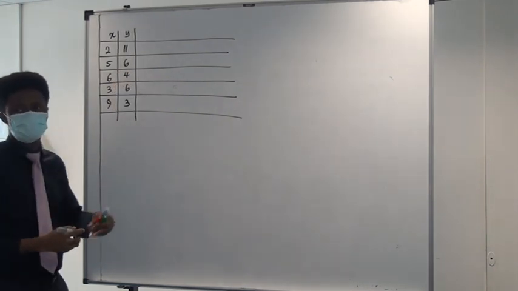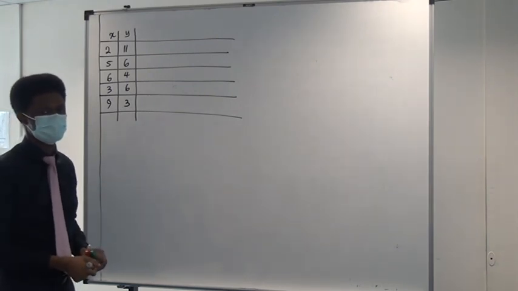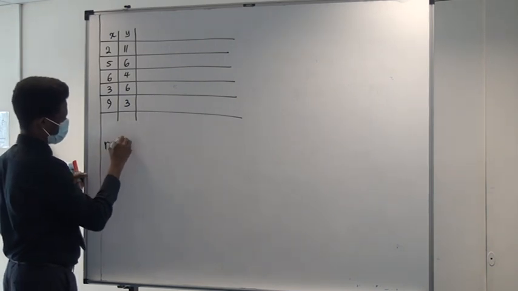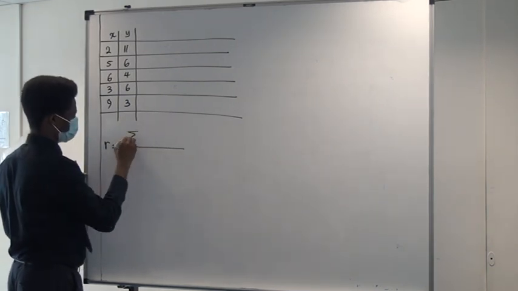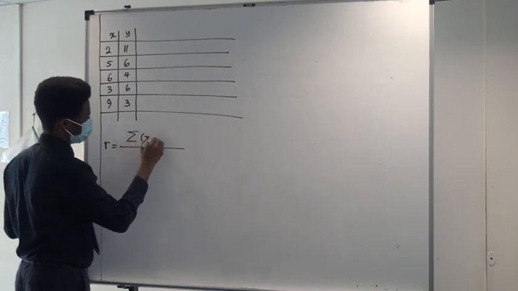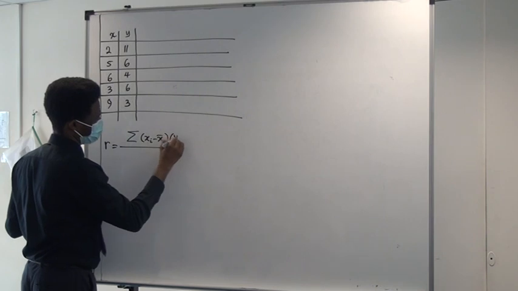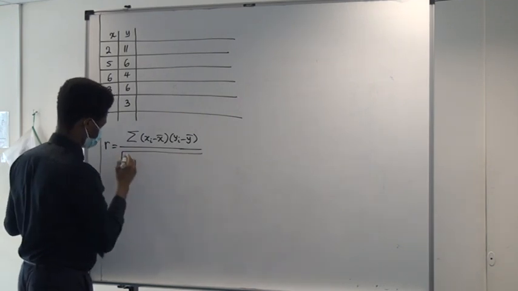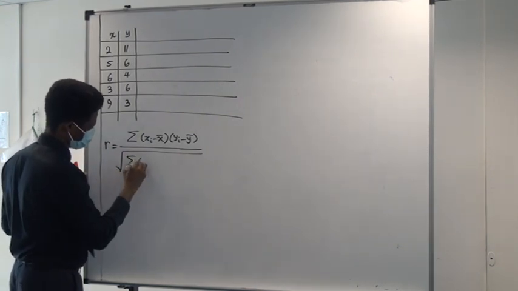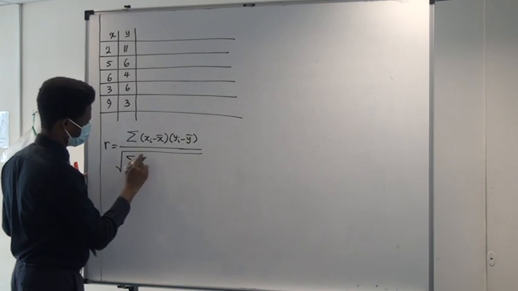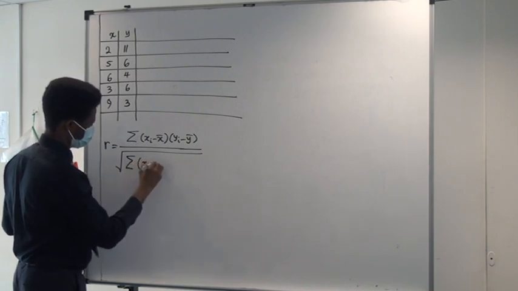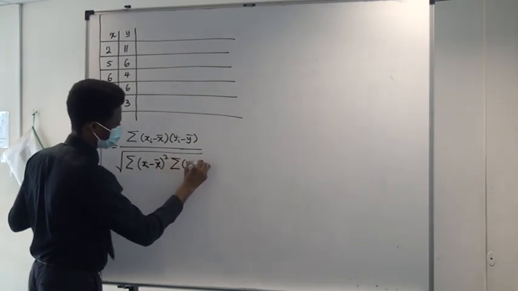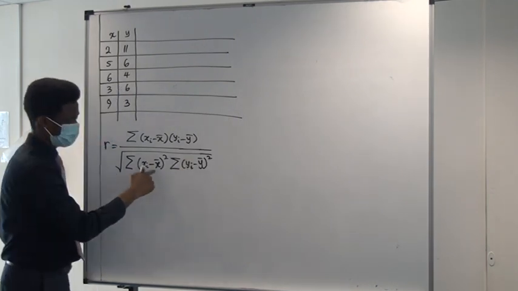Now, what you put in your table depends on what the formula looks like. The formula says R is summation of xi minus x bar, right? Yi minus y bar, right? Yes. And everything divided by the square root of the summation of, what is this one again? Xi minus x bar all squared, yes. Then summation yi minus y bar all squared. I hope you know what yi xi means.